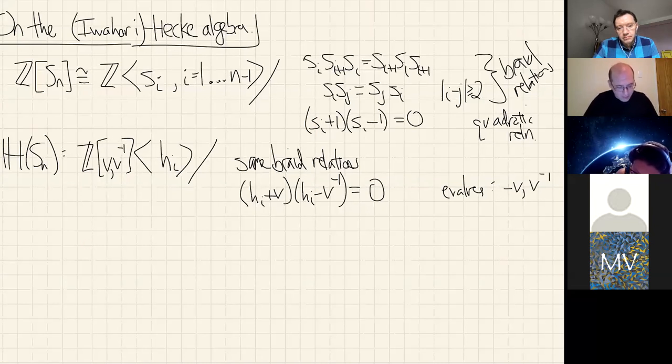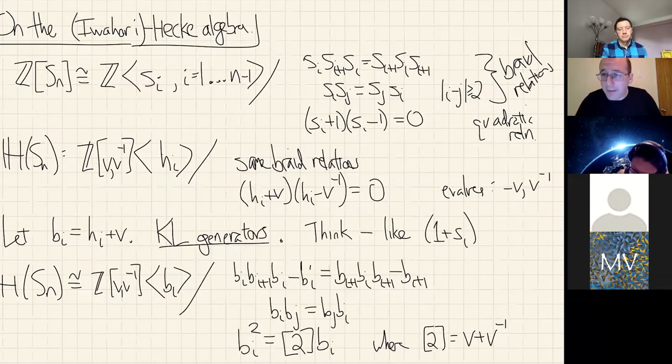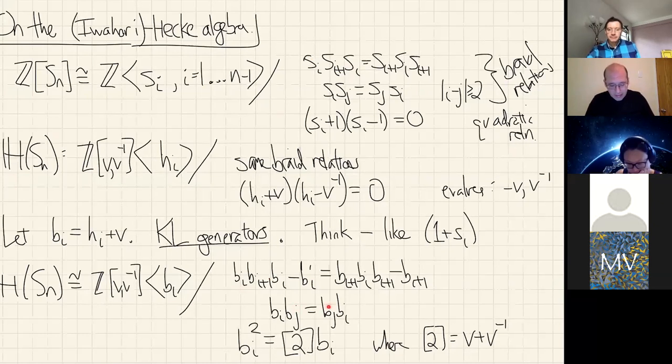It's very similar to the symmetric group. But adding this v allows you to come up with a new generator. So this b_i, which is h_i plus v, is called the Kazhdan-Lusztig generator. And if you specialize v back to one, you get the symmetric group. So you should think this is like one plus s. What if you took the group algebra and instead of using generators s_i, you use generators one plus s_i? What would you get? Well, you'd end up with a slightly different presentation that looks like this. So instead of this braid relation up here, you'd have this thing, which is kind of like a braid relation, but with some lower terms. You would end up with a nice commuting relation on the nose, and this is the sort of replacement quadratic relation. So one plus s has eigenvalues zero and two instead of minus one and one. And here the eigenvalues are zero and quantum two.